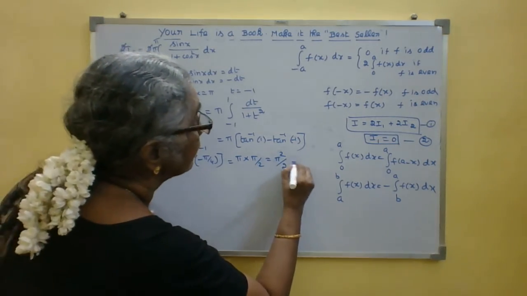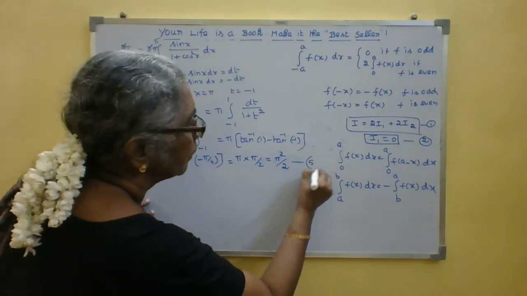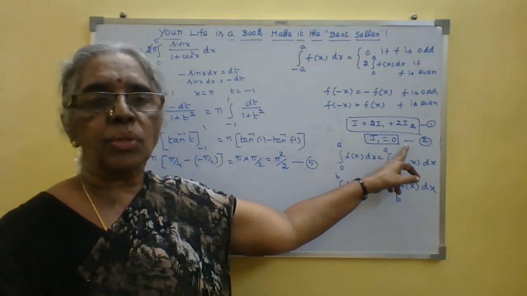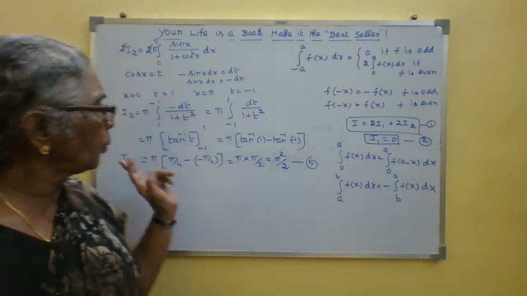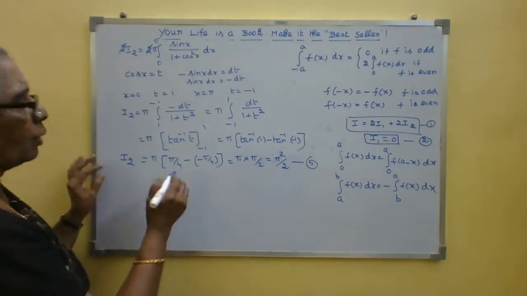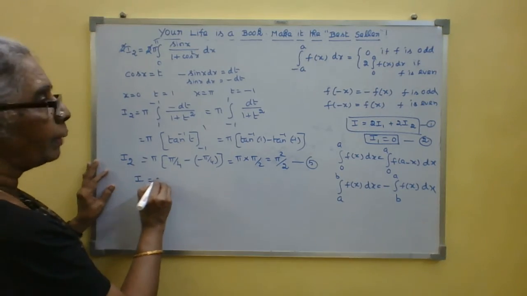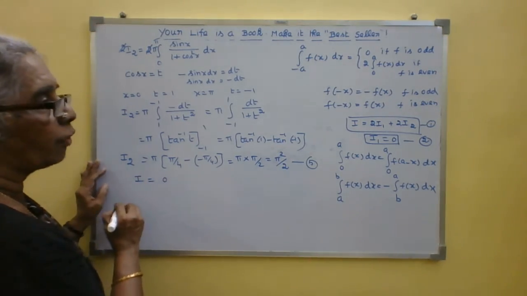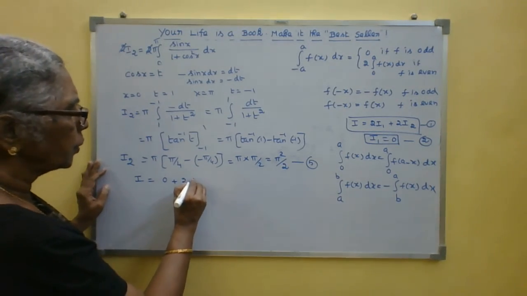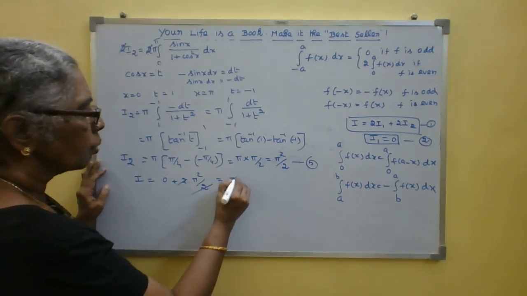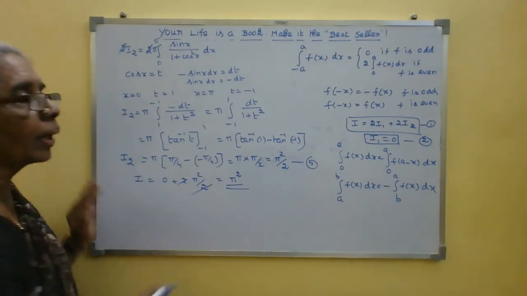You can mark this as your result 3. So now already you know I1 is 0, that is your result 2. Now you know your I2 is pi squared by 2. Now substitute these things in 1. So I will now become 2 into I1, that is 2 into 0. So that part is going to be 0 for you. Then 2 into pi squared by 2. This 2 and that 2 will go. So the answer is pi squared.